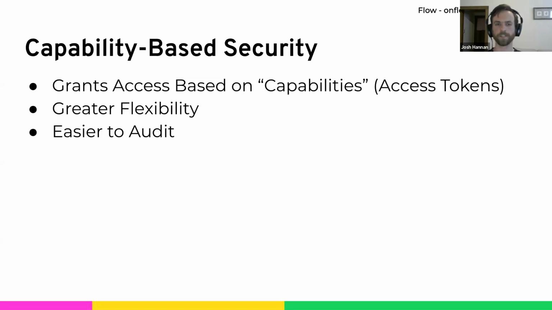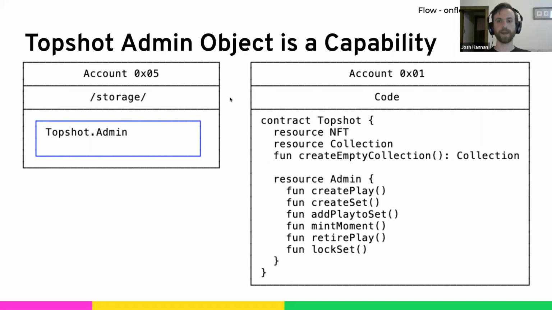So it's much easier to look at the code and say, all right, this is safe. Like we can audit these private capabilities for bugs and things like that. But we know we don't have to worry as much about vulnerabilities because these things are private. So this is how we manage the creation of all these plays and sets and moments in the Topshot smart contract.